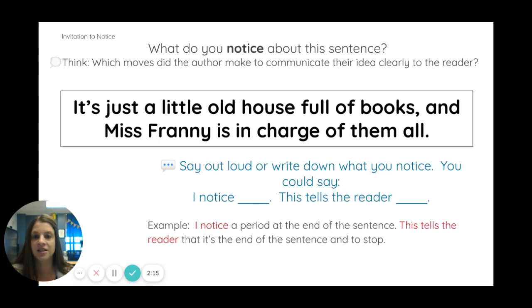Okay, writers, did you find some observations? What are some things you noticed? I noticed that Miss Franny, the name of the person, starts with 2 capital letters to show that it's a proper noun. I noticed here that we have a contraction combining the words it is to say it's, using an apostrophe there. I noticed that they have a comma here, and it is almost like they're combining 2 shorter sentences with the word and a comma.